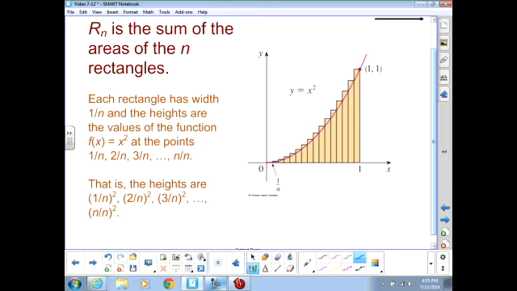Well, now we're going to say we have n rectangles. Okay, some positive integer number of rectangles. Well, if we have n rectangles, that means each jump is by 1/n. So the first rectangle, the base goes from 0 to 1/n. The next one goes from 1/n to 2/n. The next one from 2/n to 3/n, and so forth.